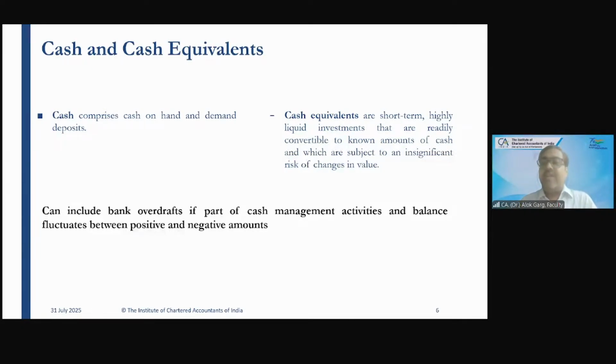But para 8 of Ind AS 7 says that when your bank overdraft is part of your cash management activity and it fluctuates between positive and negative, meaning you are using the bank overdraft as an integral part of your working capital management. Today you have used an overdraft facility of 5,000 rupees. Tomorrow you deposit money in your bank, then you issue a check of 12,000 rupees, it gets cleared, and there is a negative balance of 7,000. Then you deposit money again. So this balance fluctuates.